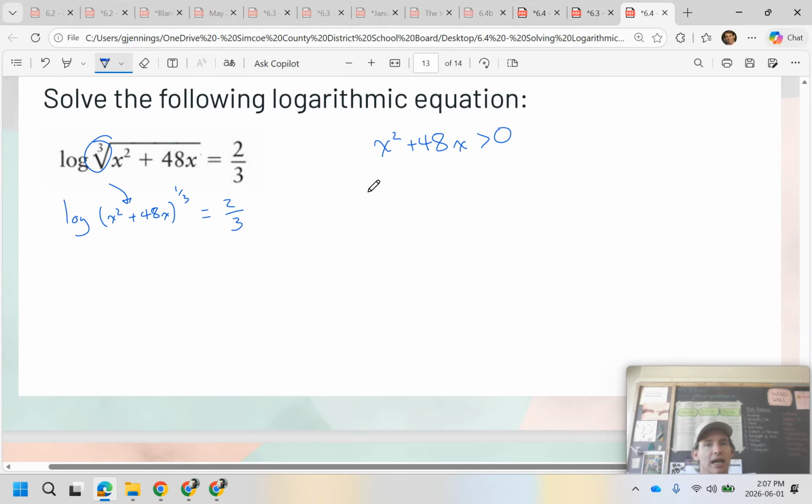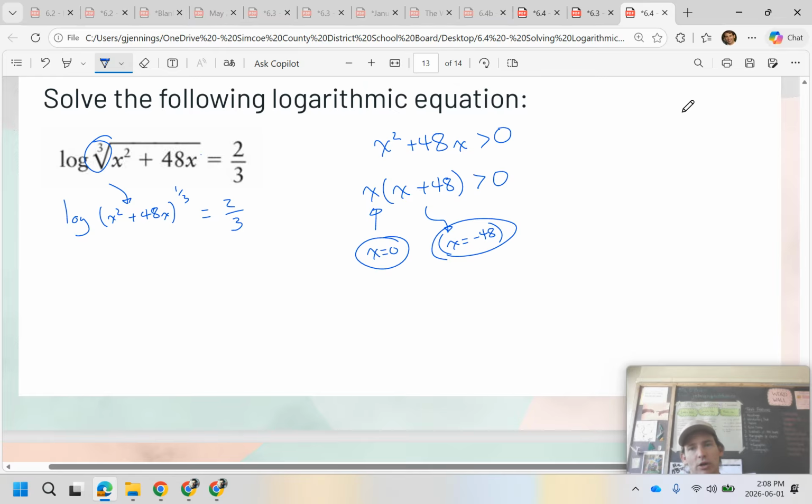X squared plus 48x is greater than 0. I think we could factorize. I think we can do that together. Oh, Mr. Jennings, I remember from Unit 3 where we made an interval table. And we noted that x equals 0 is one of the zeros here, and x equals negative 48 is one of our zeros. And then we tested. So here we have 0, here we have negative 48. If I test my function in here, I get a negative value. If I test my function over there, I get a positive value, and over here, I get a positive value.